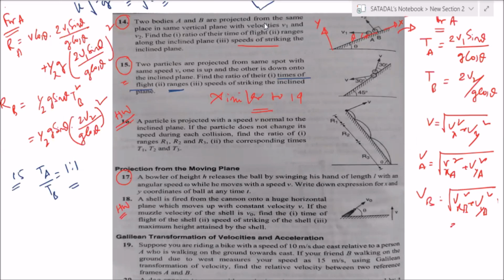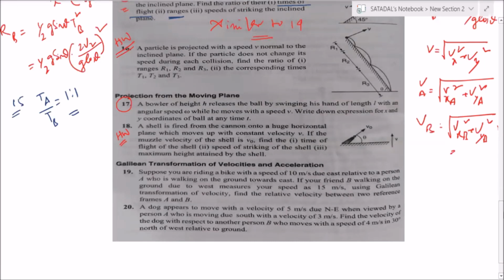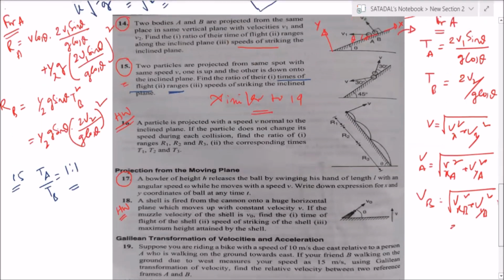Yes, Shrutik. Sir, I didn't solve the answer, but I got the equation. Okay, fine. I'll check. Okay, sir. Yes, Dinesh. Sir, the answer is 1 by 2. No, the answer is not 1/2. Check it again.